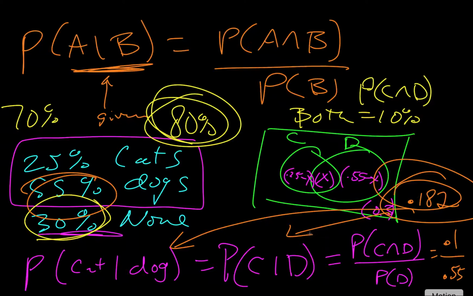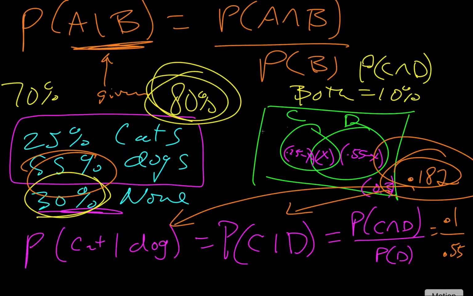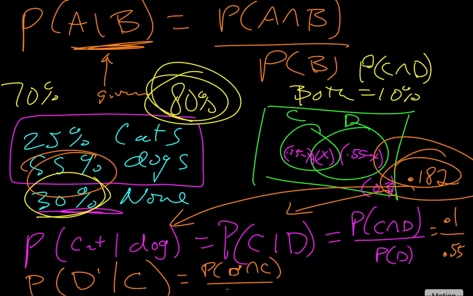Okay. Now there's another part to this question. It says, find the probability that a randomly selected resident does not own a dog, given that they own a cat. So we want the probability that we get not a dog, given we know they own a cat. Okay, so it's going to be the probability of not dog and cat, and then the probability of cat.